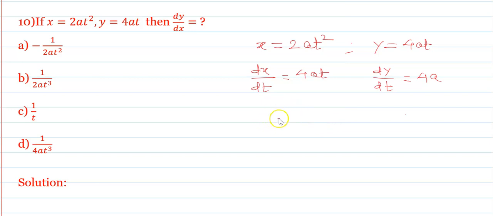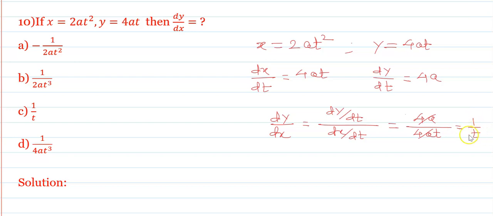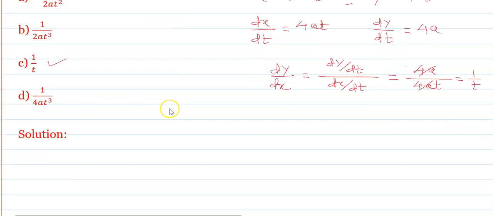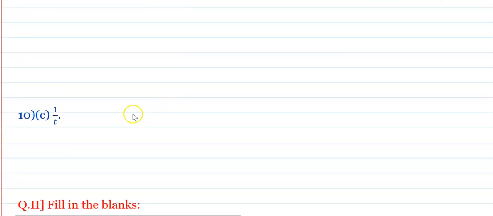Therefore, dy by dx is equal to dy upon dt upon dx upon dt, and that is equal to 4a upon 4at. Now 4a gets cancelled, you will get 1 upon t. Okay, and hence option C is the correct one.